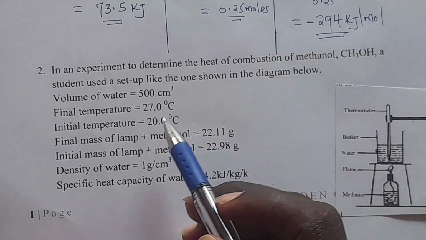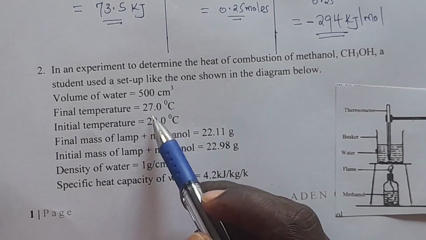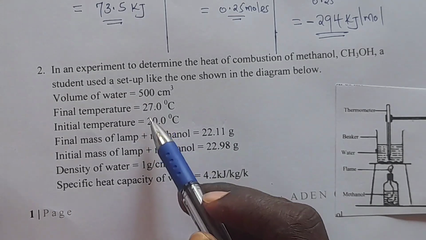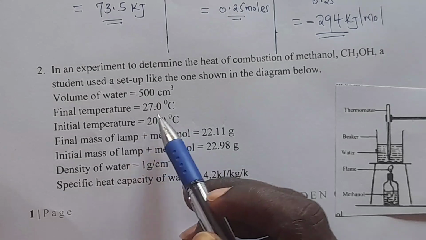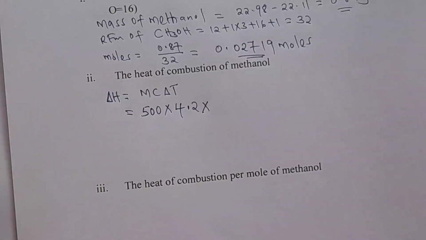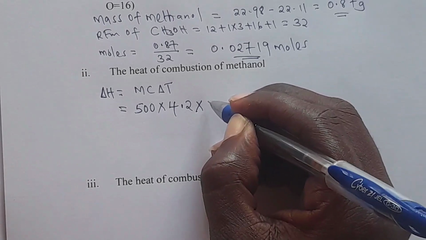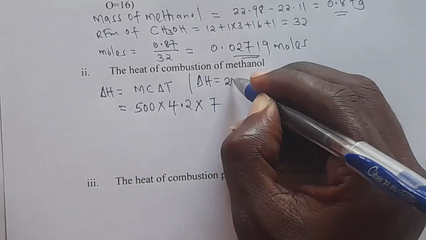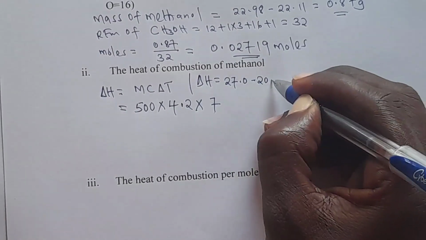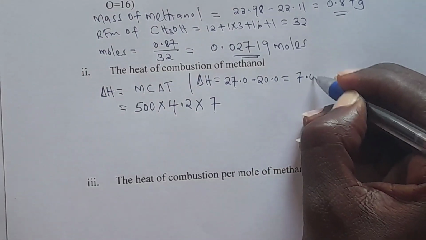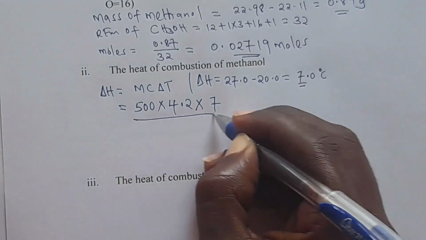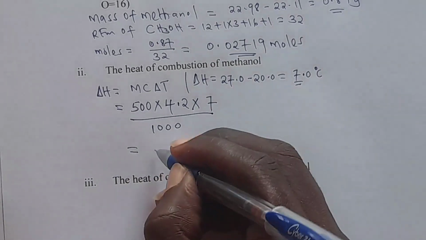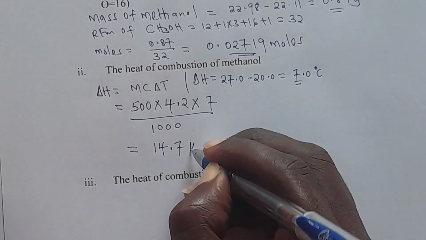So here the temperature change will be 7 because I'm having 27 to be final and we are having 20 as the initial. But check here, there is a rise in temperature. That means this is an exothermic reaction. But the temperature change there is 7. So we can write somewhere here, temperature change will be equal to 27.0 minus 20.0, which will give us 7.0 degrees Celsius. Divided by 1000, so that we will convert our answer into kilojoules. So I'm going to get 14.7 kilojoules.